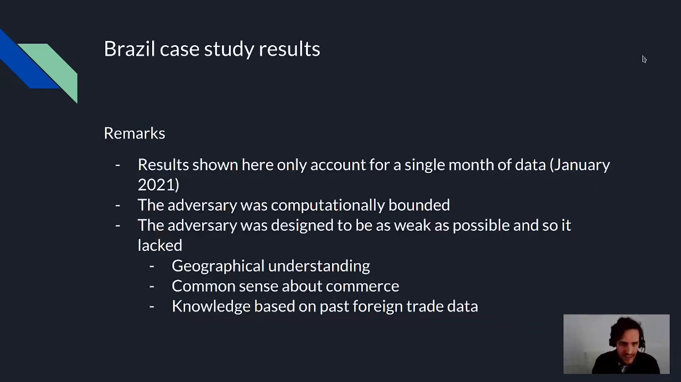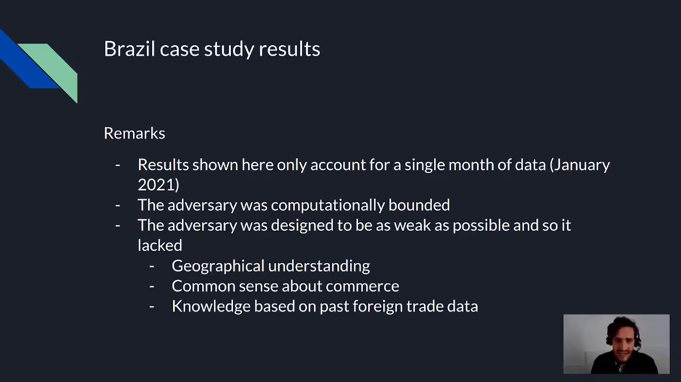Some remarks. The results shown here only account for a single month of data, January 2021. The adversary we designed was computationally bounded. That means that we used a personal computer, an Intel i7 with 32 gigabytes, and the whole process took 62 hours of active processing, and we limited the optimization problem solution search to 1 minute for each instance. Increasing that time could give some advantage to the adversary.